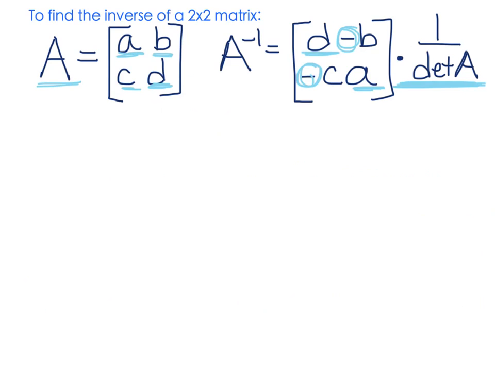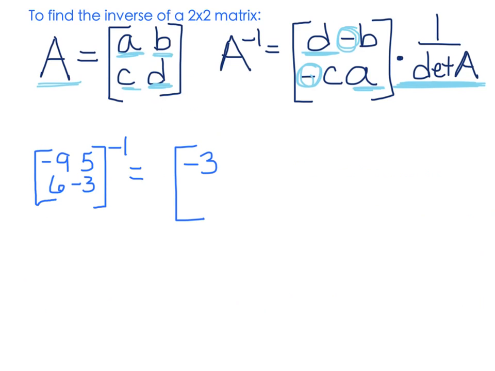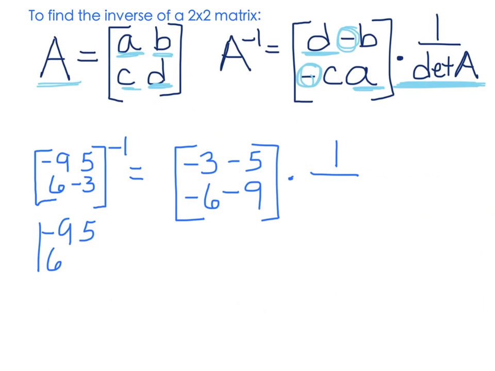So let's do one. All right, we've got negative 9, 5, 6, negative 3. To the negative 1 power means we want the inverse. So I'm going to switch the A and D spots. I'm going to switch the signs on the B and C spots, and I'm going to multiply it by 1 over, and I don't know what the determinant is, so I'm going to figure it out. The determinant of negative 9, 5, 6, negative 3 is 27 minus 30. So negative 3. Divide it all by negative 3.